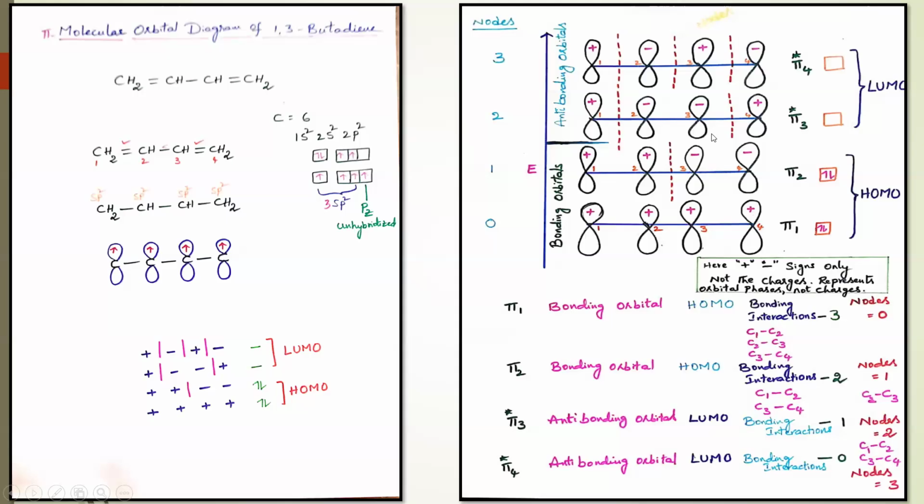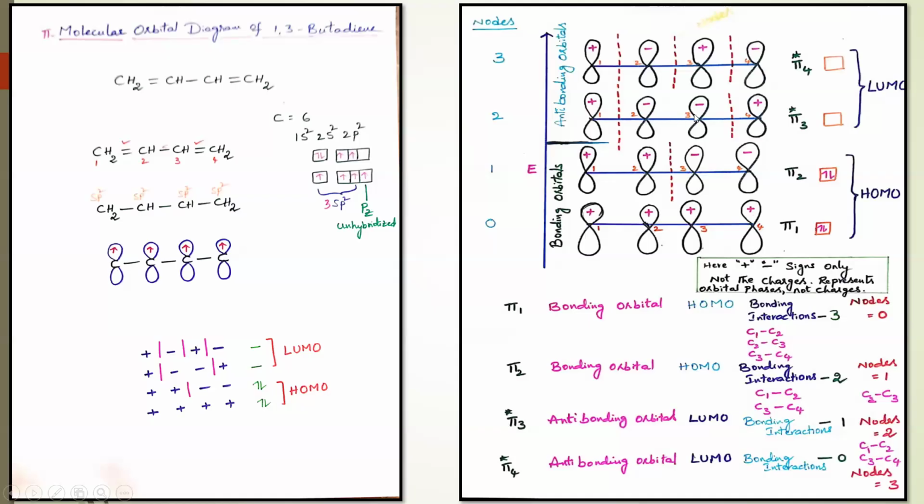Now coming to the pi 3 star level, the energy increases by another level. That's why two nodal planes are there, placed in between C1 and C2 and between C3 and C4. If a nodal plane is present, then the two are anti-bonding interactions. That's why C1, C2 are anti-bonding interactions because the nodal plane is there, and C3, C4 are anti-bonding interactions because the nodal plane is present.